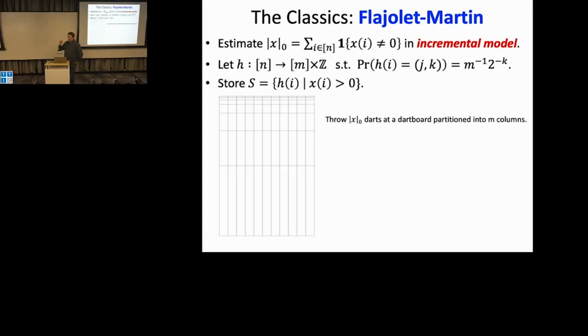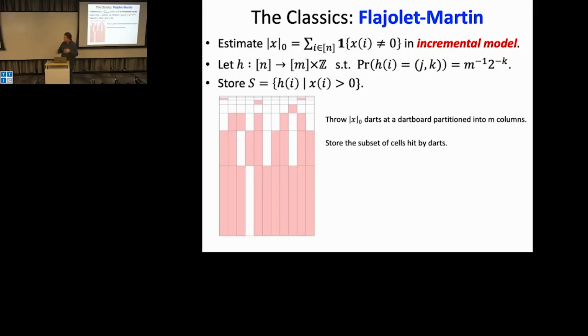Imagine you have a dartboard. This dartboard has unit area, and you chop it up into m equal-width columns. In each column you chop up on a geometric, log 2 scale. The hash function just picks a random point in this dartboard, and the hash value is the cell that the dart landed in. So J is the column index, and K is the row index. And the Flajolet-Martin sketch just says, tell me which cells are occupied, which cells had darts in them.